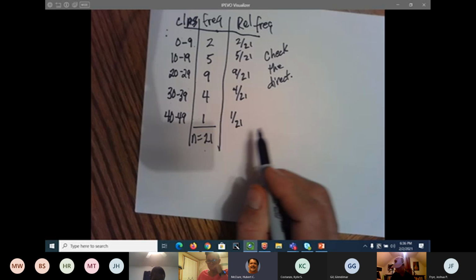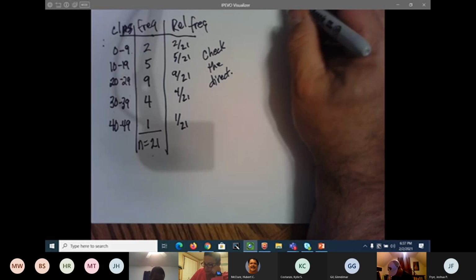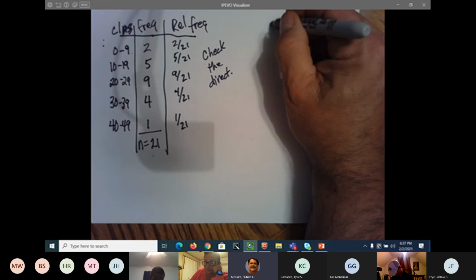Now, the class width. And hopefully this will work because I checked it as I was doing them. And that's going to be 10. What's 20 minus 10? What's 30 minus 20? What's 40 minus 30? What's 49 minus 39? What's 39 minus 29? All of those are 10.